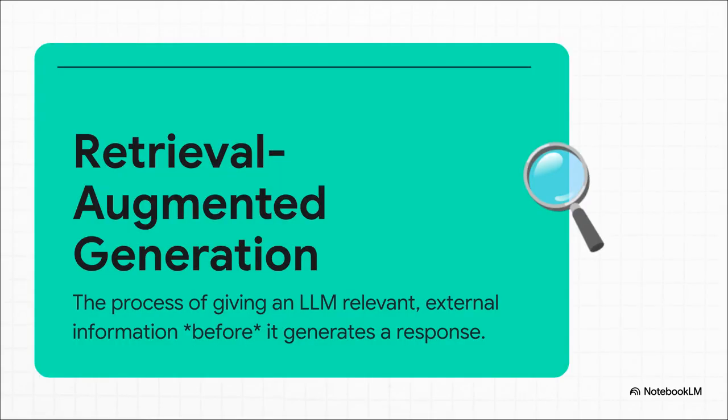Okay, so how do we fix this? This is where RAG comes in, and the best way to think about it is like giving the AI an open book test. It's a really elegant two-step process. First, it goes and retrieves the relevant facts from a source that you provide. And then second, it uses only those facts to generate a reliable, grounded answer.